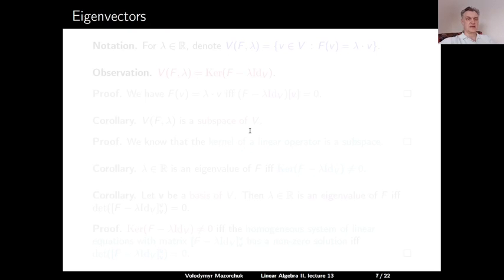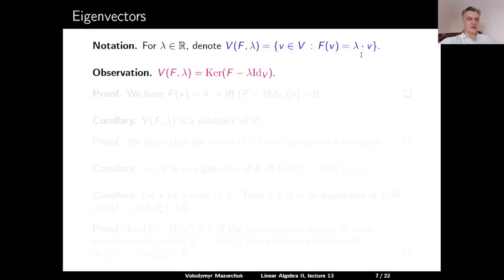Let us now discuss eigenvectors. Notation: for a real number lambda, let us denote by V of f comma lambda the set of all eigenvectors v in V for our linear operator f with eigenvalue lambda. Let us observe that this set, the set of all eigenvectors for f with eigenvalue lambda, coincides with the kernel of the linear map f minus lambda times the identity of V.